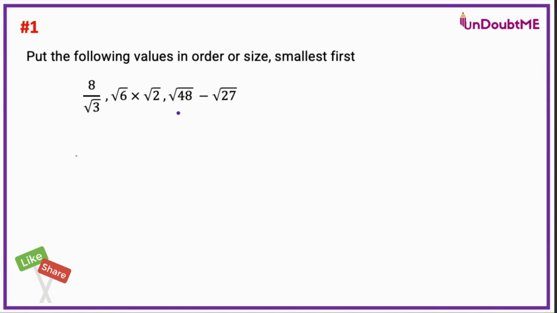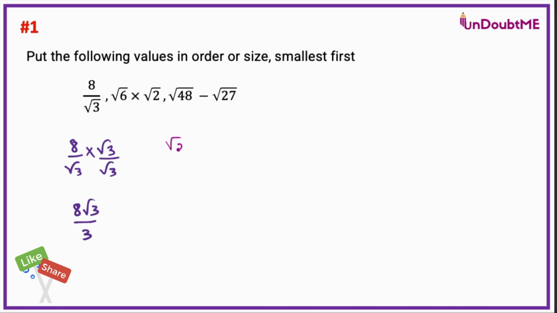If I look at the numbers, in such cases it is better to bring them into some common notation so that we can compare them. For example, the first term is 8 over root 3. This can be written as 8 root 3 over root 3 times root 3, which can eventually be written as 8 root 3 by 3. Then the next term is root 6 times root 2.